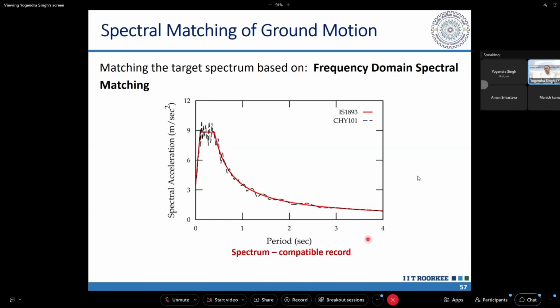But in many cases, our selected response spectrum may be far. Even if we have taken three ground motions, the best three ground motions which we are able to get may be far away in shape from the target response spectrum. Even if we are doing time domain scaling, we are not getting a very good fit. In that case, we have to go for frequency domain spectral matching, and a number of software are available for that. I will give you a list of those software also.